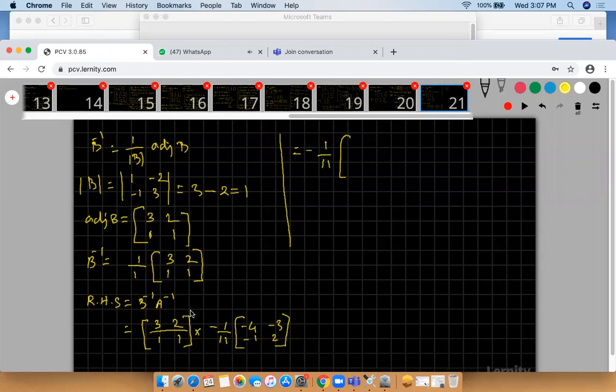This is 3 into minus 4. So therefore, minus 12. Okay. And 2 into minus 1, so that is minus 2. And first row, second column, 3 into minus 3, that is minus 9, and 2 into 2, that is 4. Okay. And second row, first column, that is minus 4, minus 1, and minus 3 plus 2. So therefore, this is minus 1 by 11 into [-14, -5; -5, -1].